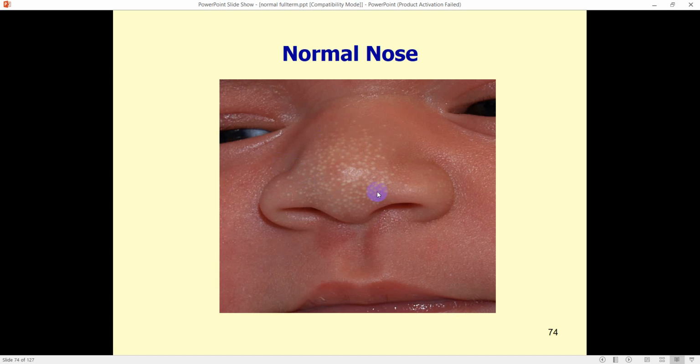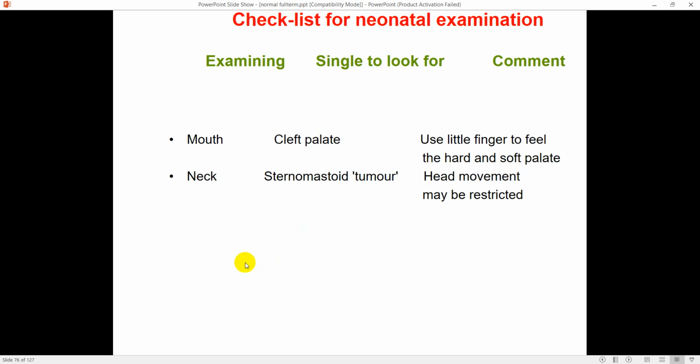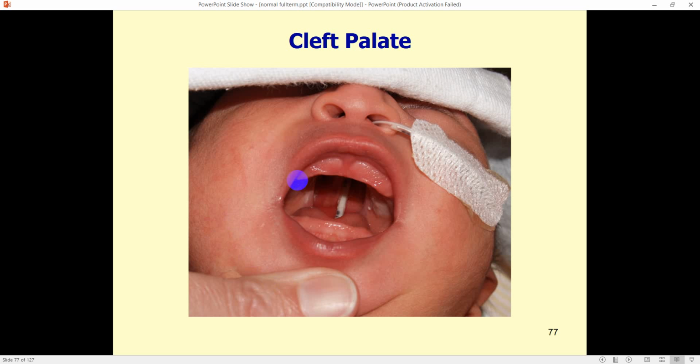This is a normal nose. We examine not only the eyes and ears, we need to examine the nose and look at the nasal septum to see if there is dislocation or not. After that, we need to examine the mouth for cleft palate evidence, and we need to examine the neck for sternomastoid muscle mass. Look at the palate, it is open. This is called cleft palate.